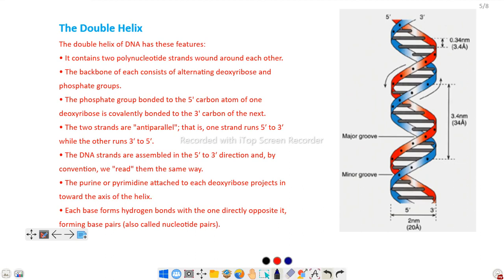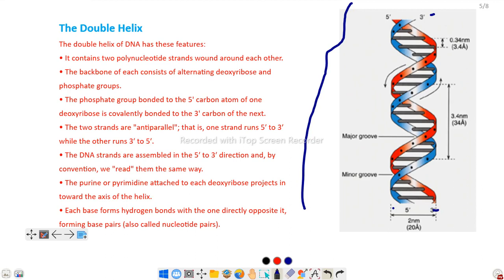The phosphate group bonded to the 5 carbon atom of one deoxyribose is covalently bonded to the 3 carbon atom of the next. The 2 strands are parallel, as you see here, with each other. One is 5' to 3' and another is 3' to 5'. The DNA strands are assembled in the 5' to 3' direction, and by convention we read them the same way.